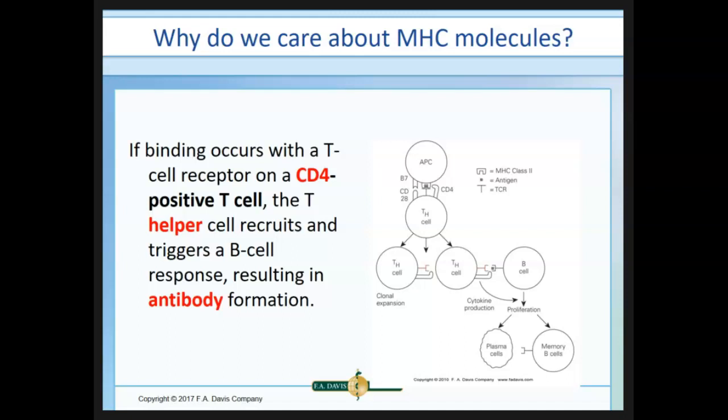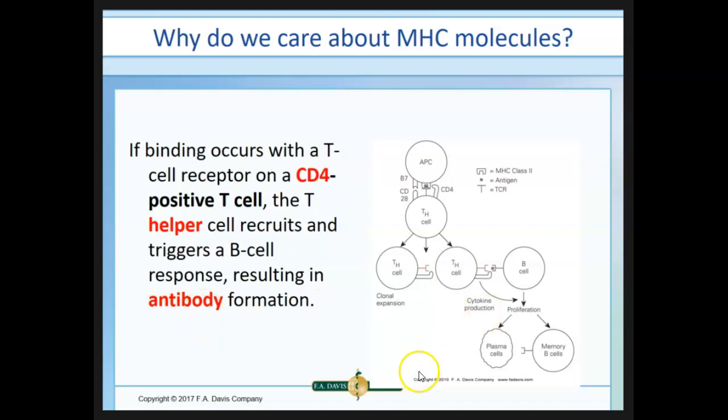So when binding occurs with a T cell receptor on a CD4 positive T cell, that's the T helper, and I can remember that CD4 is on T helper because a 4 kind of looks like an H. The T helper cell recruits and triggers a B cell response, resulting in antibody formation, and that's what we want for a long-term immune response: antibodies.